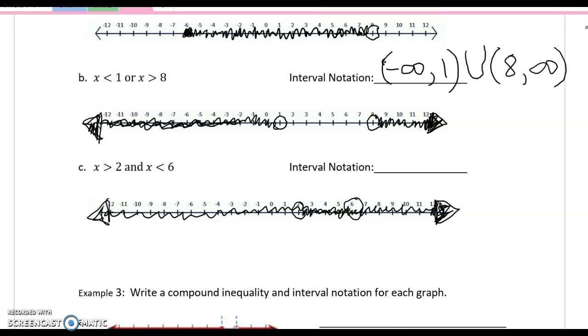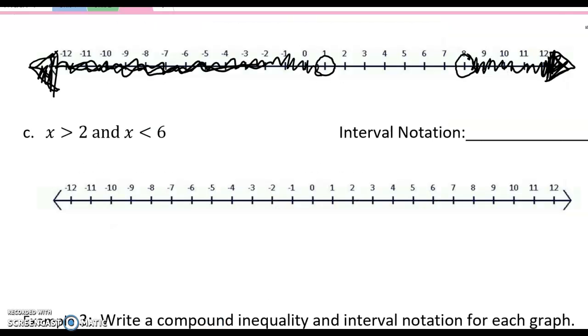So I'm going to redo this graph, but this time I'm going to use different colors. Again, we're going to do this one more time. x is greater than 2, so we put an open circle on 2, and we shade to the right.